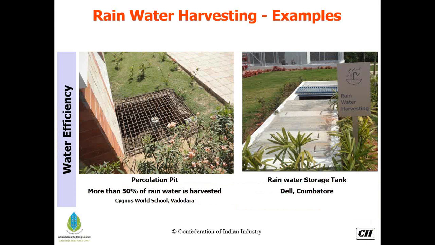So these are a few projects which have done rainwater harvesting. You can see the percolation pits. You can construct them within just a small space of 3 feet by 3 feet, or even 2 feet by 2 feet square area, and you can create percolation pits where they can percolate the rainwater into your ground areas.